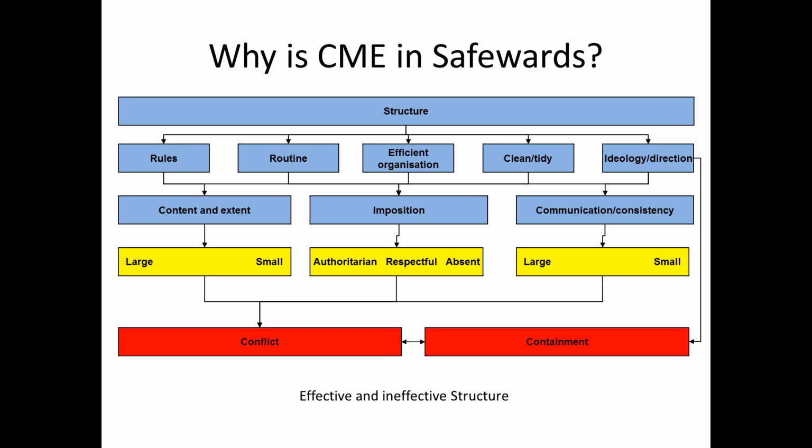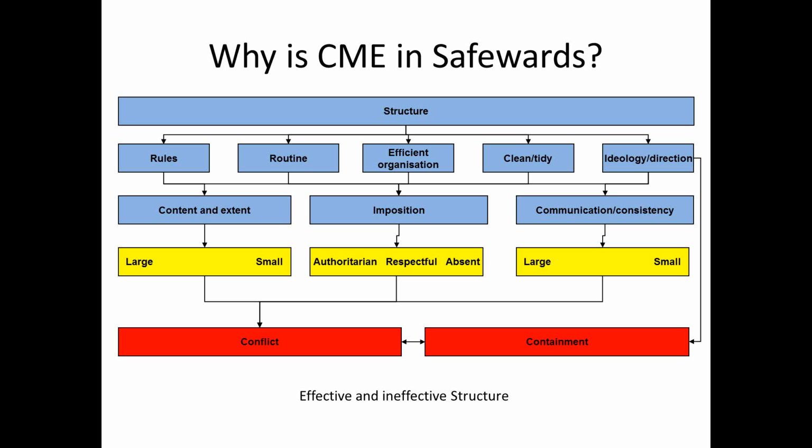And you can see there's a number of different ways in which this structure is actually made a reality on the ward. There's how it's communicated to people and shared between people and how consistently people operate it. There's how it's imposed on the actual social environment of the ward, and then there's the variance in the content to extent. So some wards can have a lot of structure, lots of routines, rules, and a very detailed ideology, and with other wards that can be relatively small.